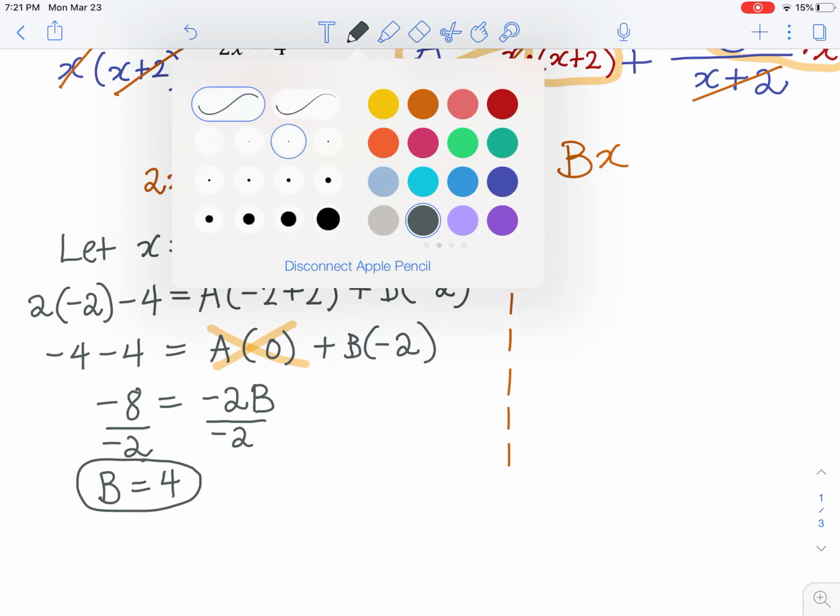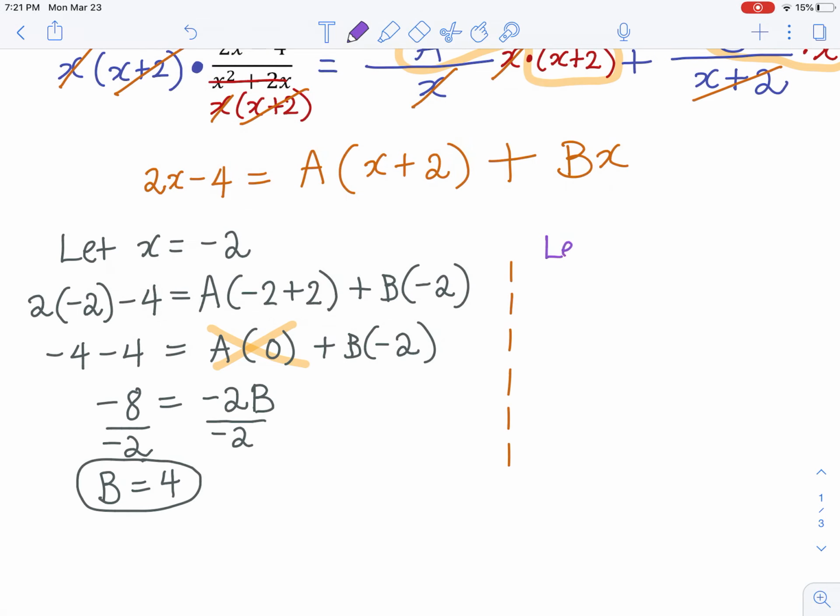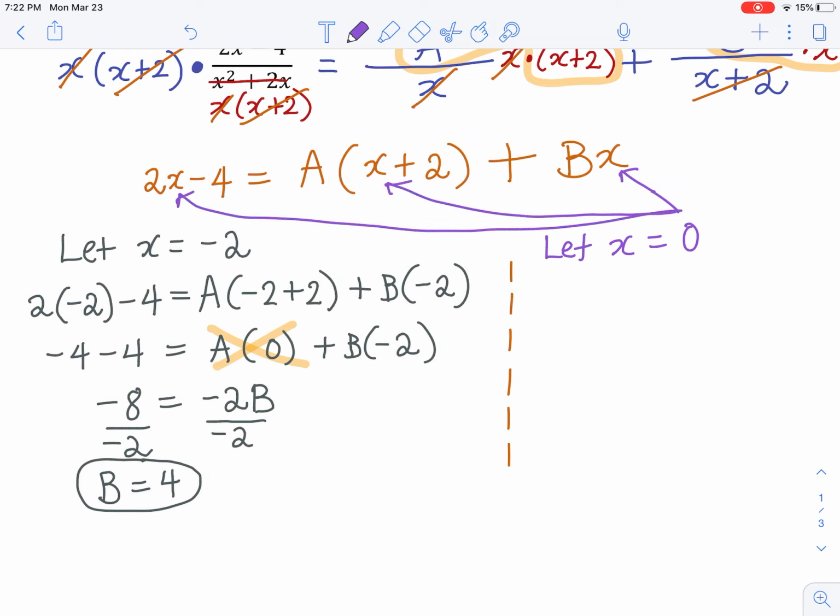Now let's find a. What is our poison this time? What should we feed to this equation so that b is gone? Notice, in order for this b to cancel out, we need to let x be 0, because b times 0 will give us 0. So everywhere you see x, plug in x equals 0. That's how you will find your a value. Let's try that. Then 2 times 0 minus 4 equals a times 0 plus 2.